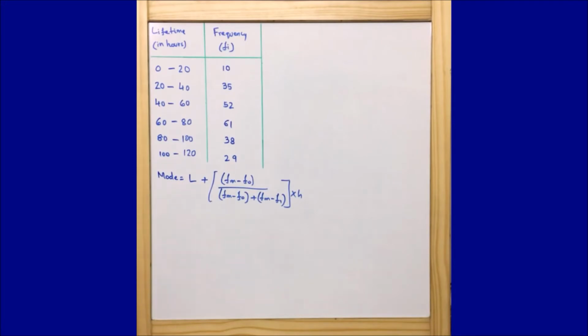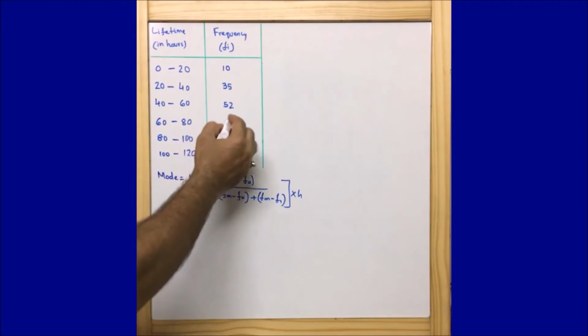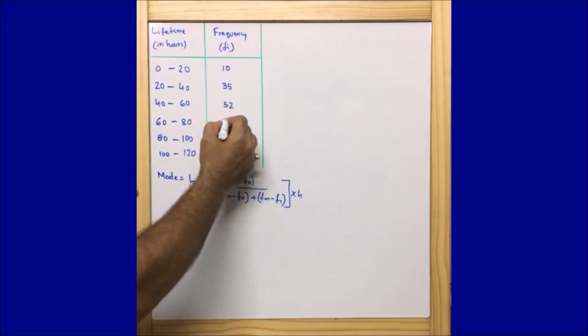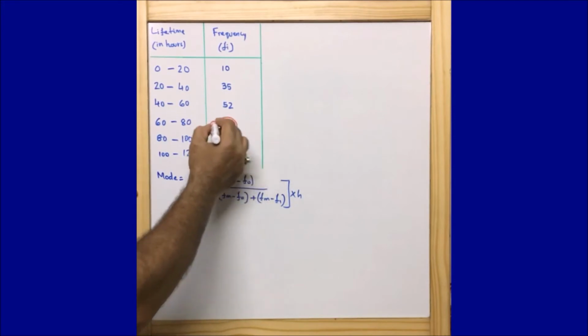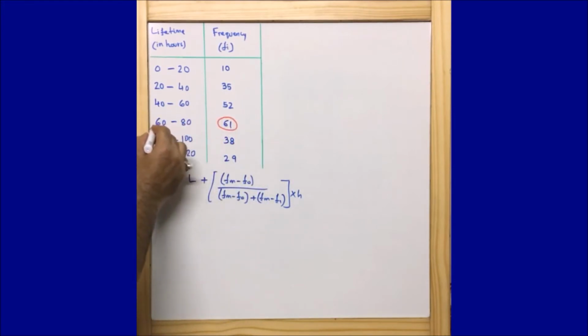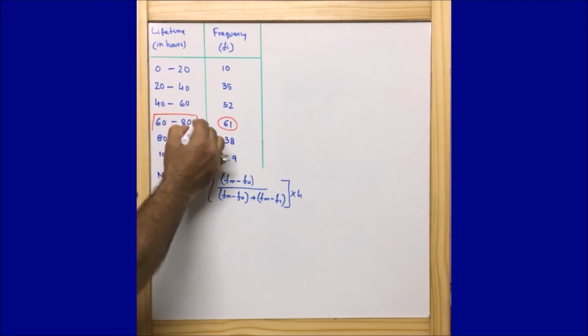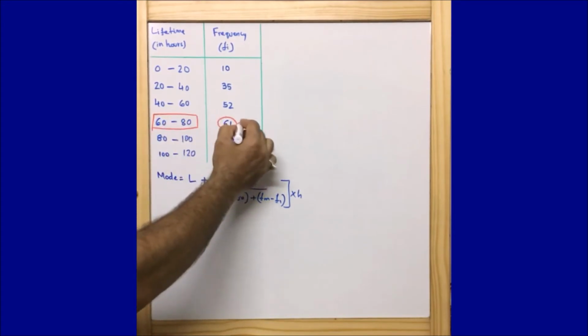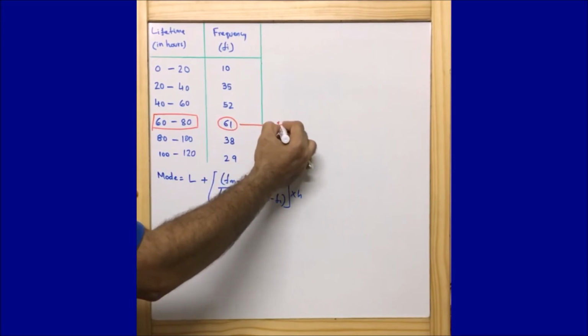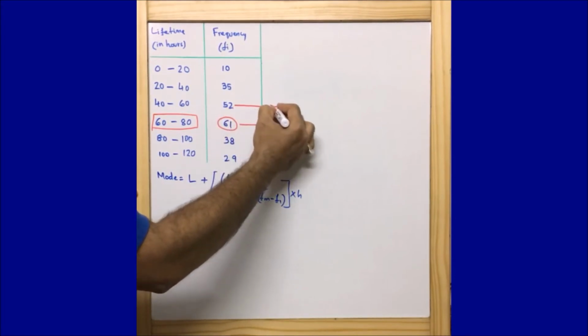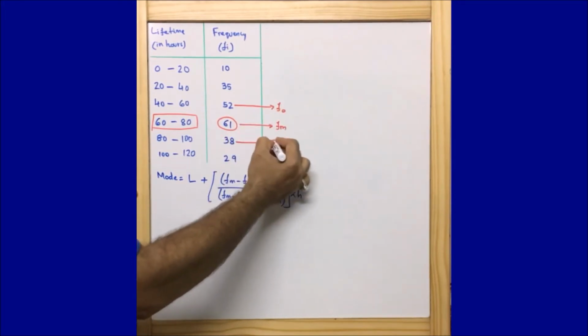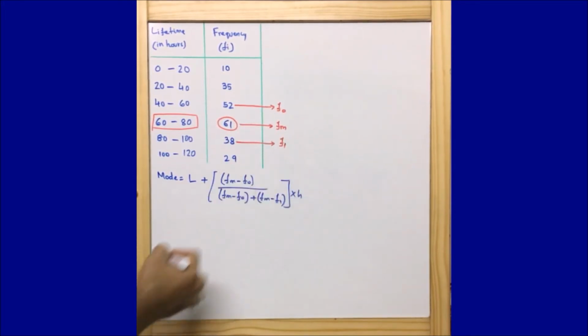Now guys, finding out the Fm is nothing but the modal frequency. The modal frequency is the frequency of the item which occurs most of the time. If you see here, the highest number of occurrence is 61. Therefore this 61 is going to be our modal frequency, and against that, the class interval is going to be our modal class. We need to focus on that. I can write this as Fm, the frequency preceding the modal frequency is our F0, and the frequency succeeding the modal frequency is our F1.